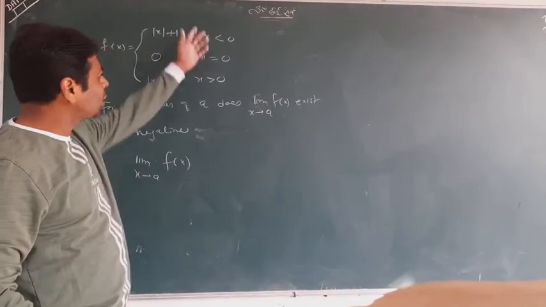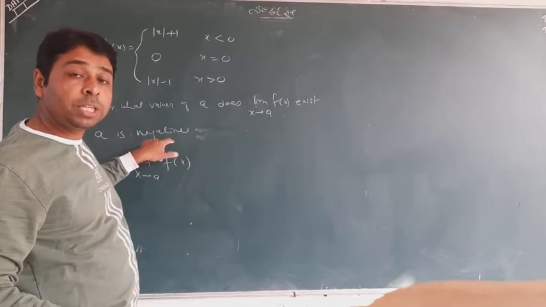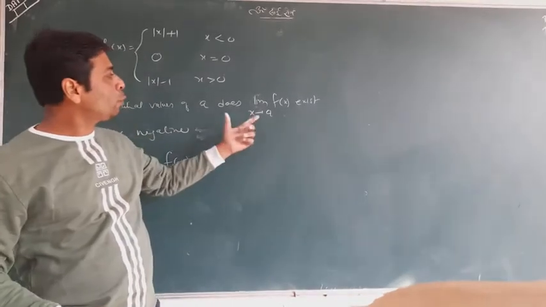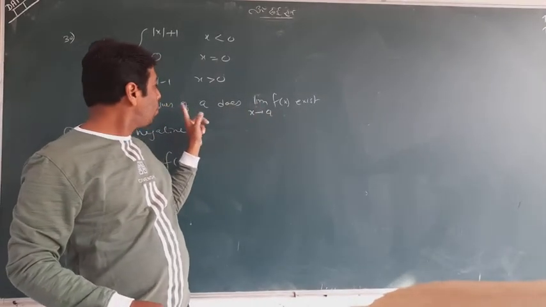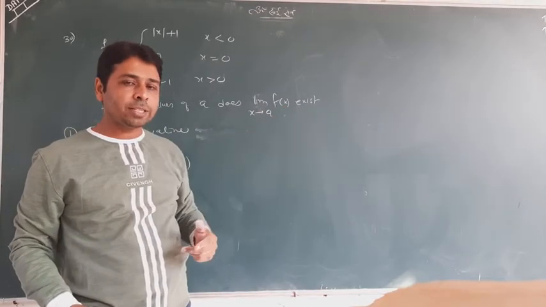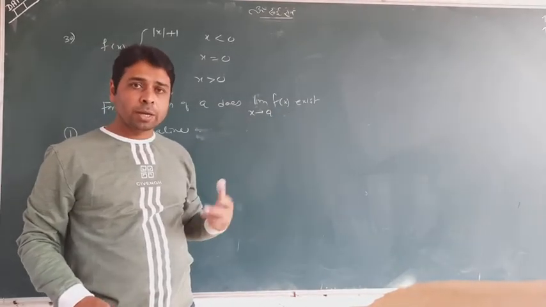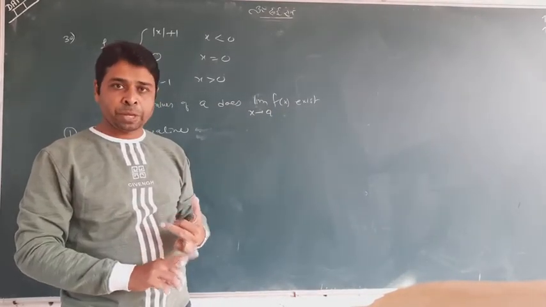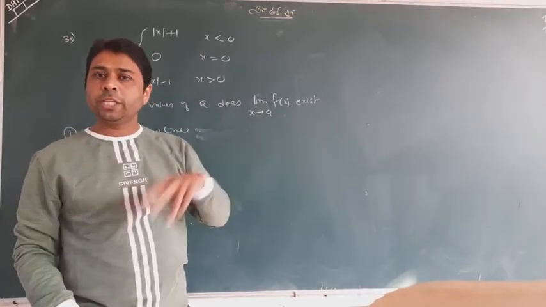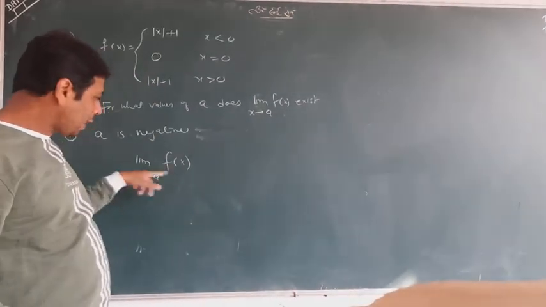Limit x tends to a of the function will be what? When a is negative, the meaning of negative is x less than 0. Again, what does your question ask? For what value of a does limit x tends to a of f of x exist? We have to find the value of a for which this exists. You know the meaning of existence: right hand limit and left hand limit must be the same. But what is a? It is positive or negative or 0. So one by one we'll take all. First I'm taking when a is negative.